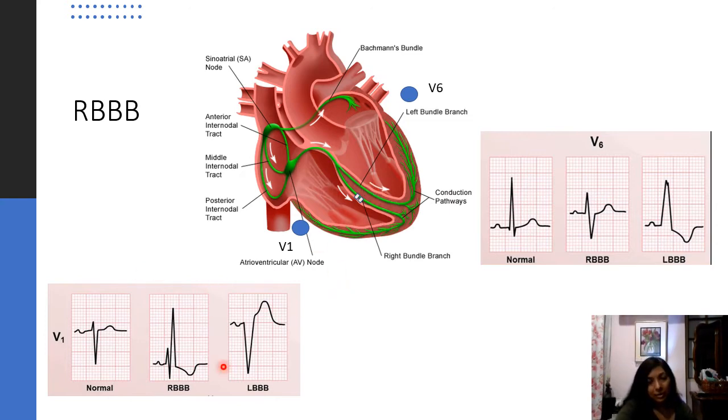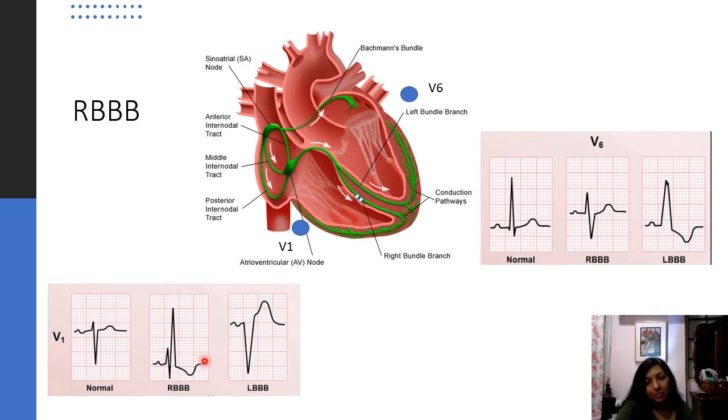So what's going to happen now if you look at V1 is the electricity is going to come down and you're still going to depolarize the septum from left to right. So you're still going to see your little R wave. But then instead of the wave purely moving towards the left, you now have the wave moving towards the left and you have the S wave. But then that wave that depolarized the left is going to move back towards the right and depolarize the right. So you're going to see a big additional R wave happening in V1.